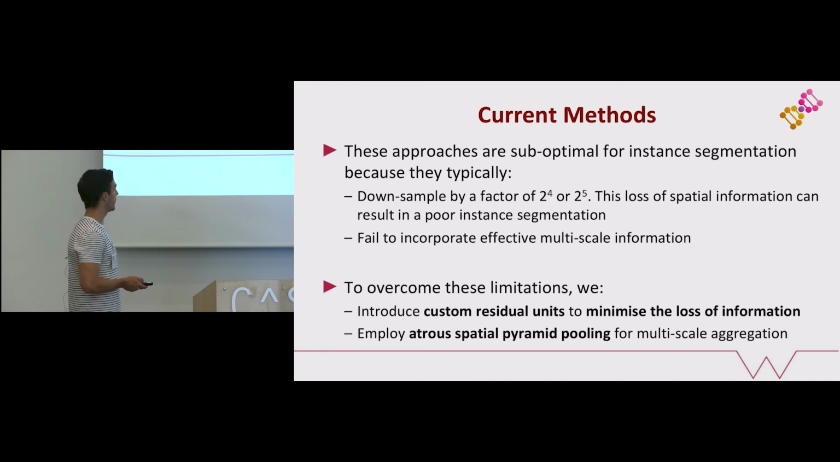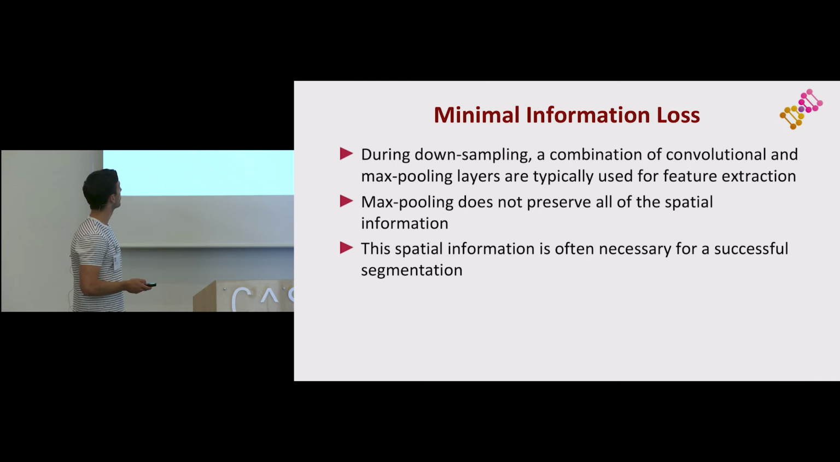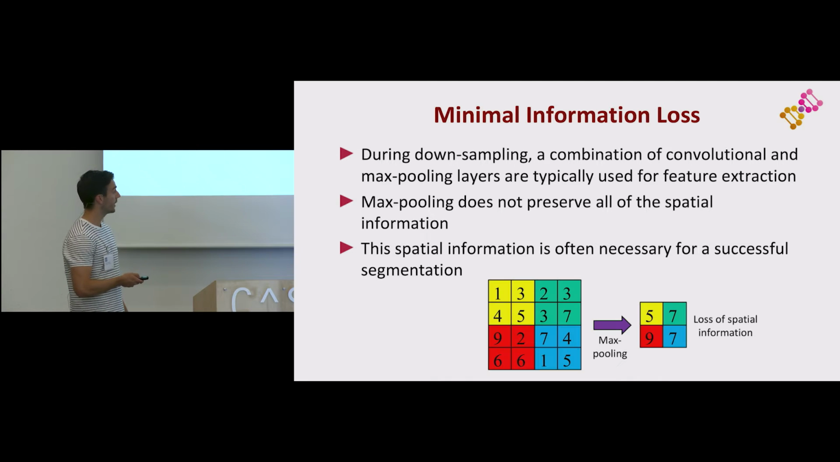So to overcome these limitations, we introduce two custom residual units to counter the loss of information caused by max pooling. As well as this, we employ Atrous spatial pyramid pooling to help aggregate multiscale information. Within typical CNNs, normally we have a combination of convolutional and max pooling operations. However, this max pooling operation can be destructive, and we lose a lot of the spatial information as we traverse through the network. We hypothesize that this spatial information is actually crucial in terms of performing a superior segmentation. As we can see here, we have an example of a feature map, and if max pooling is performed, this can be destructive, and only the highest activations within each bin are sent across to the next level.